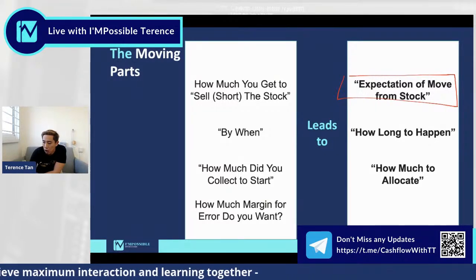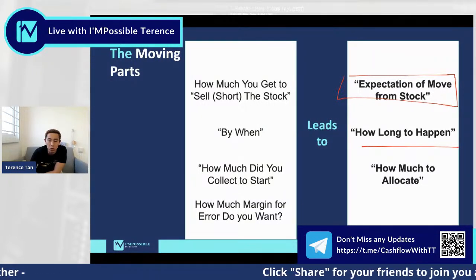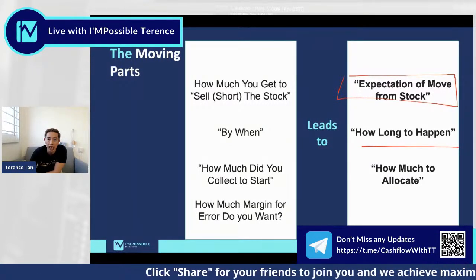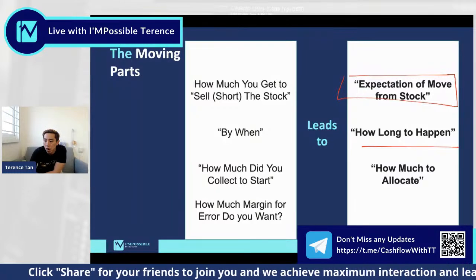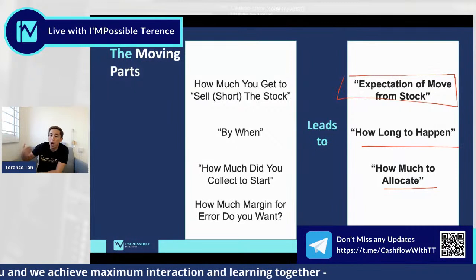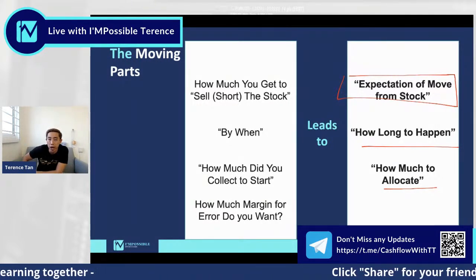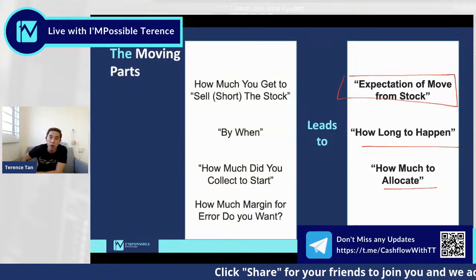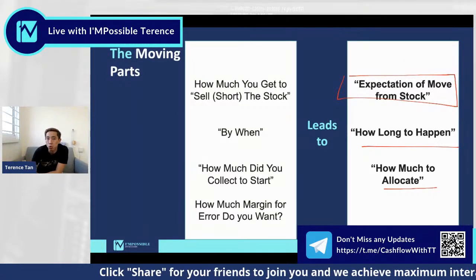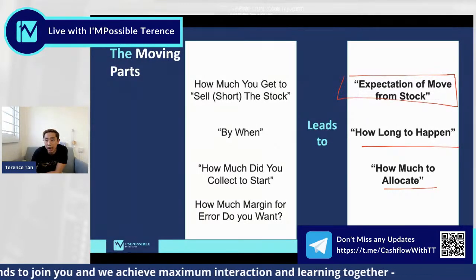Now, how long do you think this would take? One week, two weeks, three weeks. This is going to determine what expiry you're going to sell this call option for. And how much do you want to allocate into this trade? If you're doing a $100 per contract max risk, how many contracts do you want to trade? If you're doing it via a $200 max loss, how many contracts do you want to trade? These are what we call the moving parts that you have to decide upon.